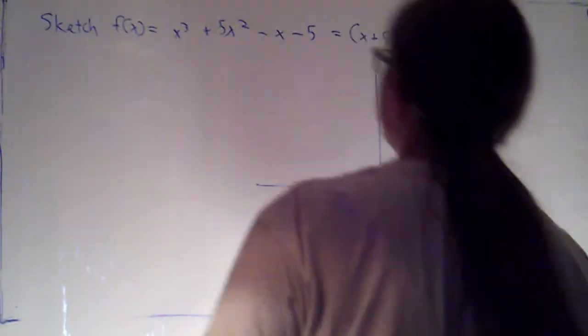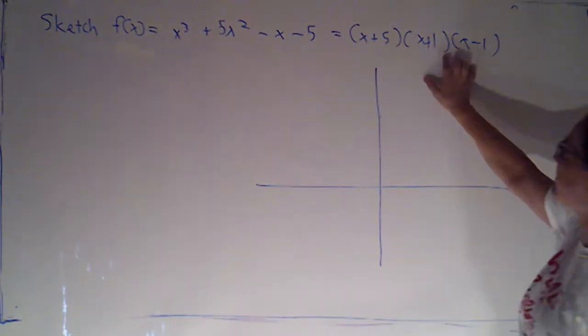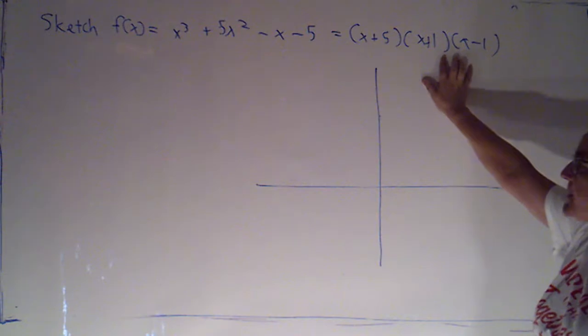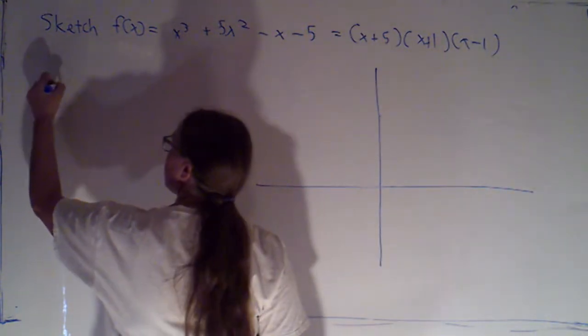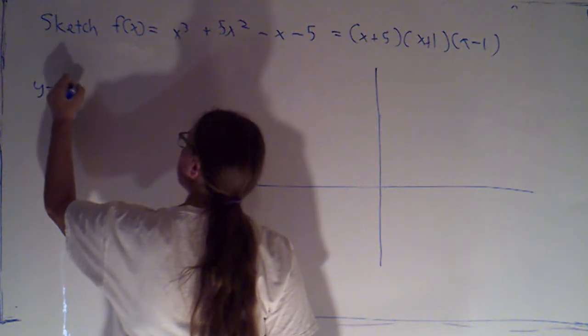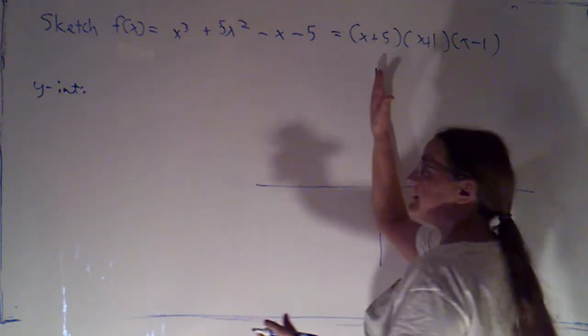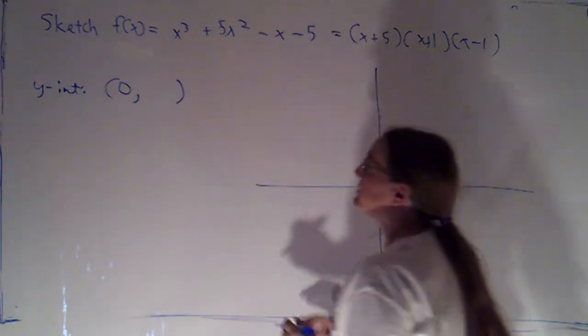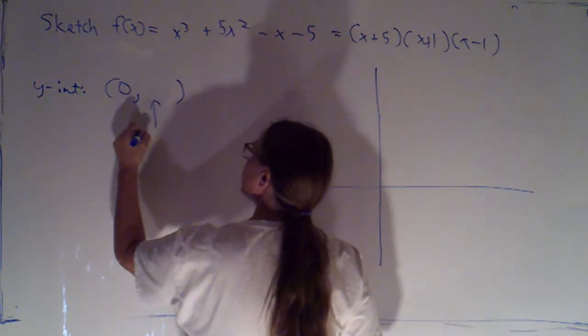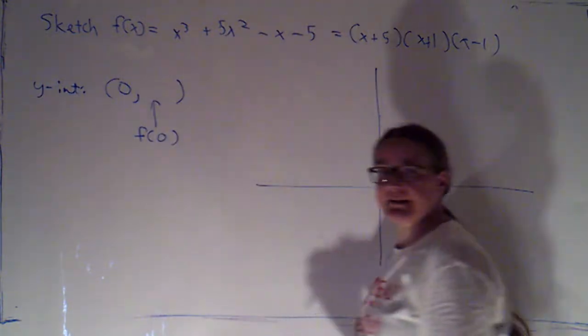All right, I've got our polynomial written up here, and I just copied the factored form here. Now, we were asked to graph this, including all of our intercepts. So we want our y-intercept. Now, on the y-axis, I know that x is 0. So this is going to be a point whose x value is 0. And then the y value will just be my function evaluated at 0.